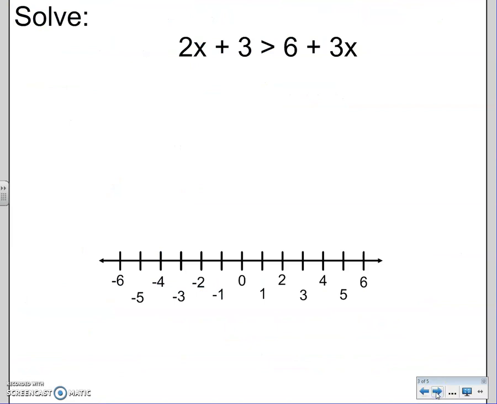So here's the first one. It looks like an equation, but the sign in the middle is no longer an equal sign. That's a greater than sign. That means there's shading, but this is open because there's no equal sign. You'll see me have an open circle in a little bit. But we solve like normal.